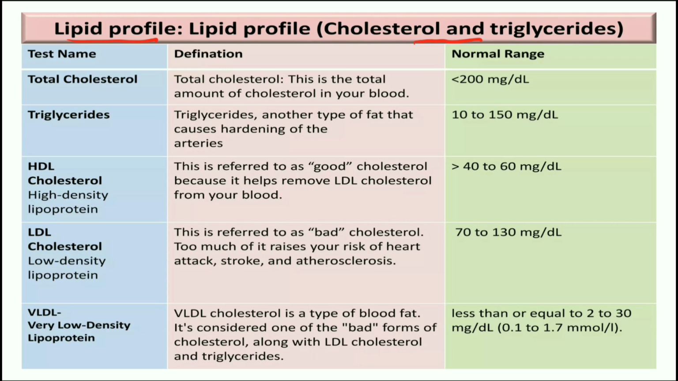Now, these lipids are insoluble in water, and blood is water. We all know that. So, in order to be transported in the blood, the lipids have to be bound with a protein because protein is soluble in water. Now, the lipids, cholesterol, and triglycerides are placed in tiny sphere-shaped packages which are called lipoproteins.